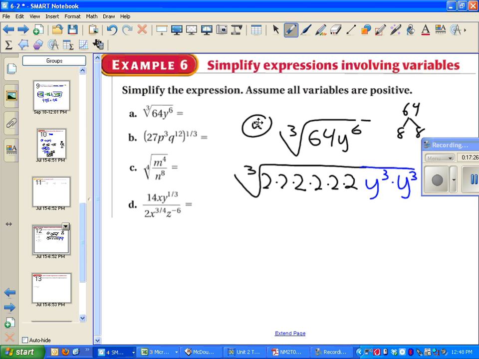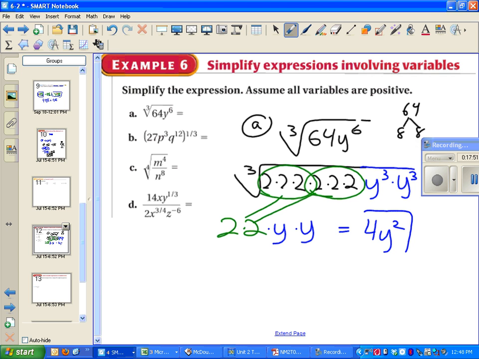And so we have 3 of these, so those are going to come out to play. Everything's multiplication. The cube root of 8 is also 2. The cube root of y cubed, the cube and the cube root undo each other, so this comes out to play as 1y, and similarly the other y. So my final answer for A, we don't have any more radicals, is 4y squared. Okay, so that's for part A.